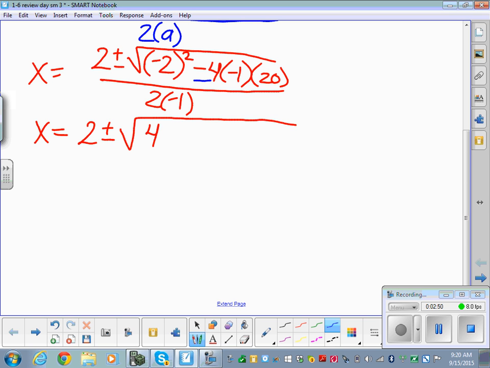Now looking at this part, this is where the most common errors come in with signs. This is negative 4 times negative 1 times positive 20. So type that into your calculator. Negative 4 times negative 1 times positive 20. And what do you get? Okay, positive 80. So that means plus 80. If it would have been negative 80, you would have done subtract 80. And then that's all over 2 times negative 1, which is negative 2. Questions on that?